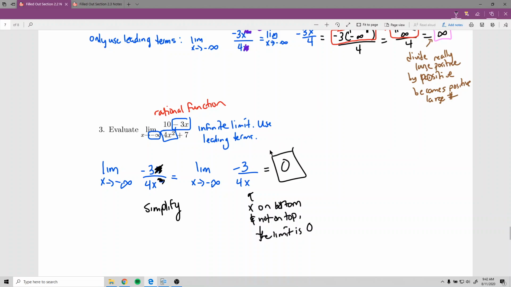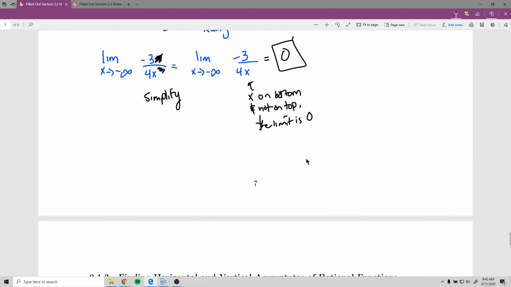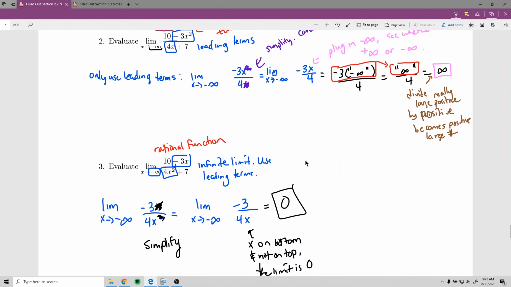All right, but as far as infinite limits of rational functions, those are the 3 possibilities. Once again, you might work a few of these and notice some shortcuts, but it's better to just be able to do one approach for every problem, and then if you figure out the shortcuts on your own, that's something you can do.